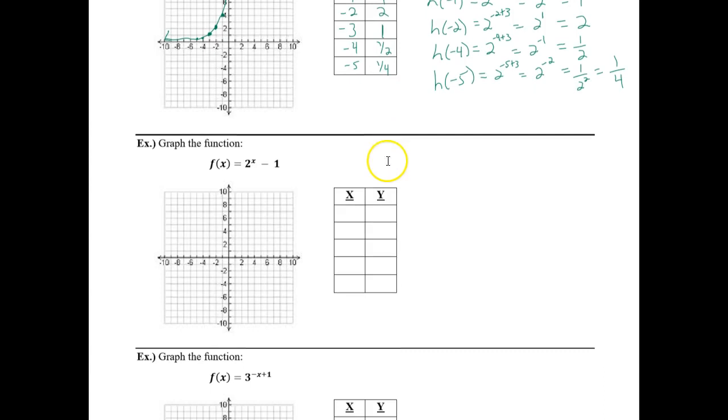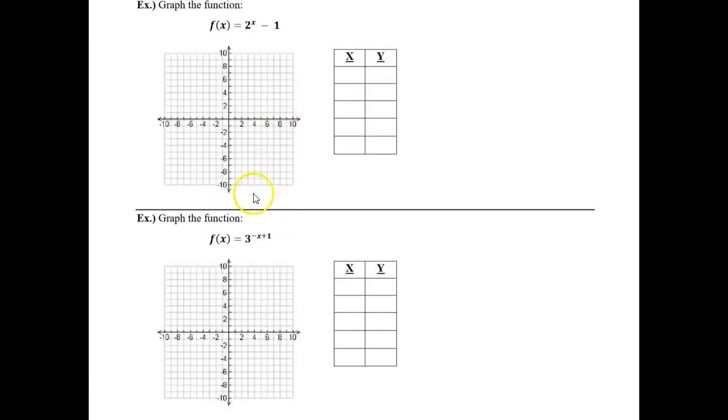Alright. Why don't you try this next example? Actually, try the next two examples. This -1 is not in the exponent. It's 2 to the x power and then -1. So not in the exponent. Versus here, this is 3 to the -x plus 1 power. So again, this whole piece here is in the exponent. Go ahead and try these two examples and see how you do.